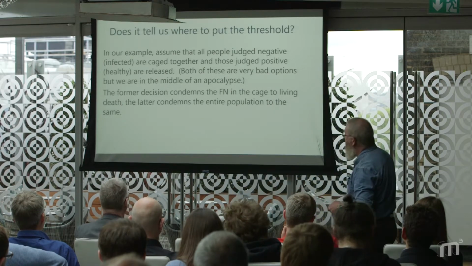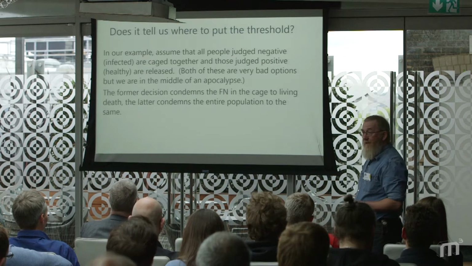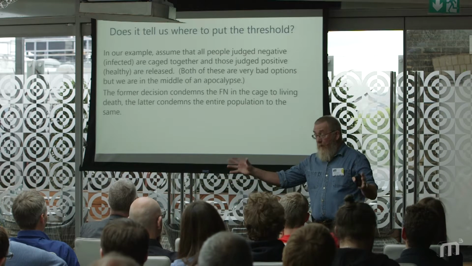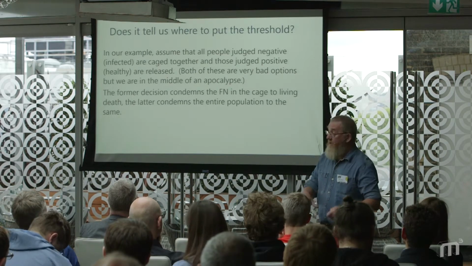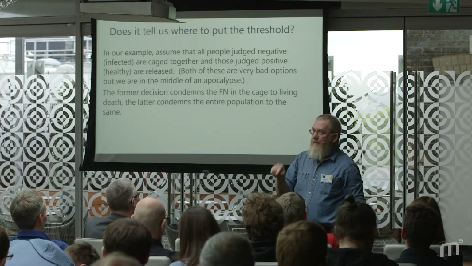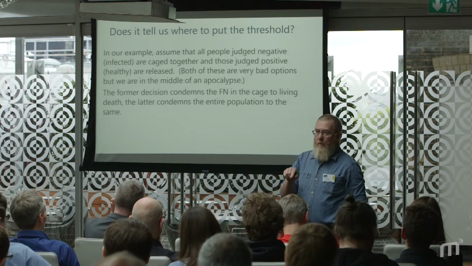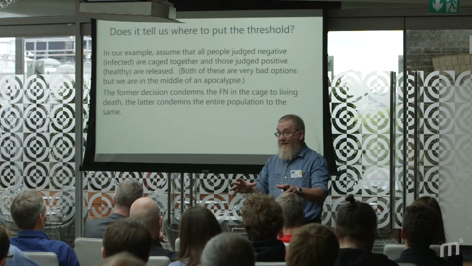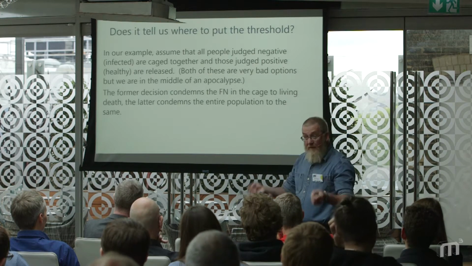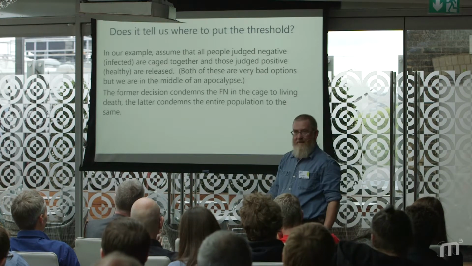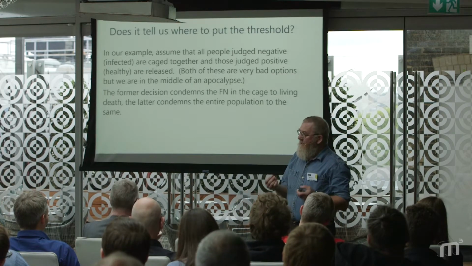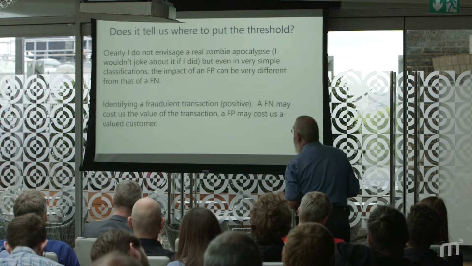So people judged negative are caged together. Suppose we did that. We say, okay, anybody who's negative, who we think is a zombie, we're going to leave them in the cage. Everybody else we're going to let free. Well, the problem for that is the people who are healthy in the cage die. And that's bad. But it gets worse, because everybody we release is infected. Everybody we release who is infected, they go out and they bite people. And it's the end of society as we know it. What I'm getting at here is the consequences of these things are very different.